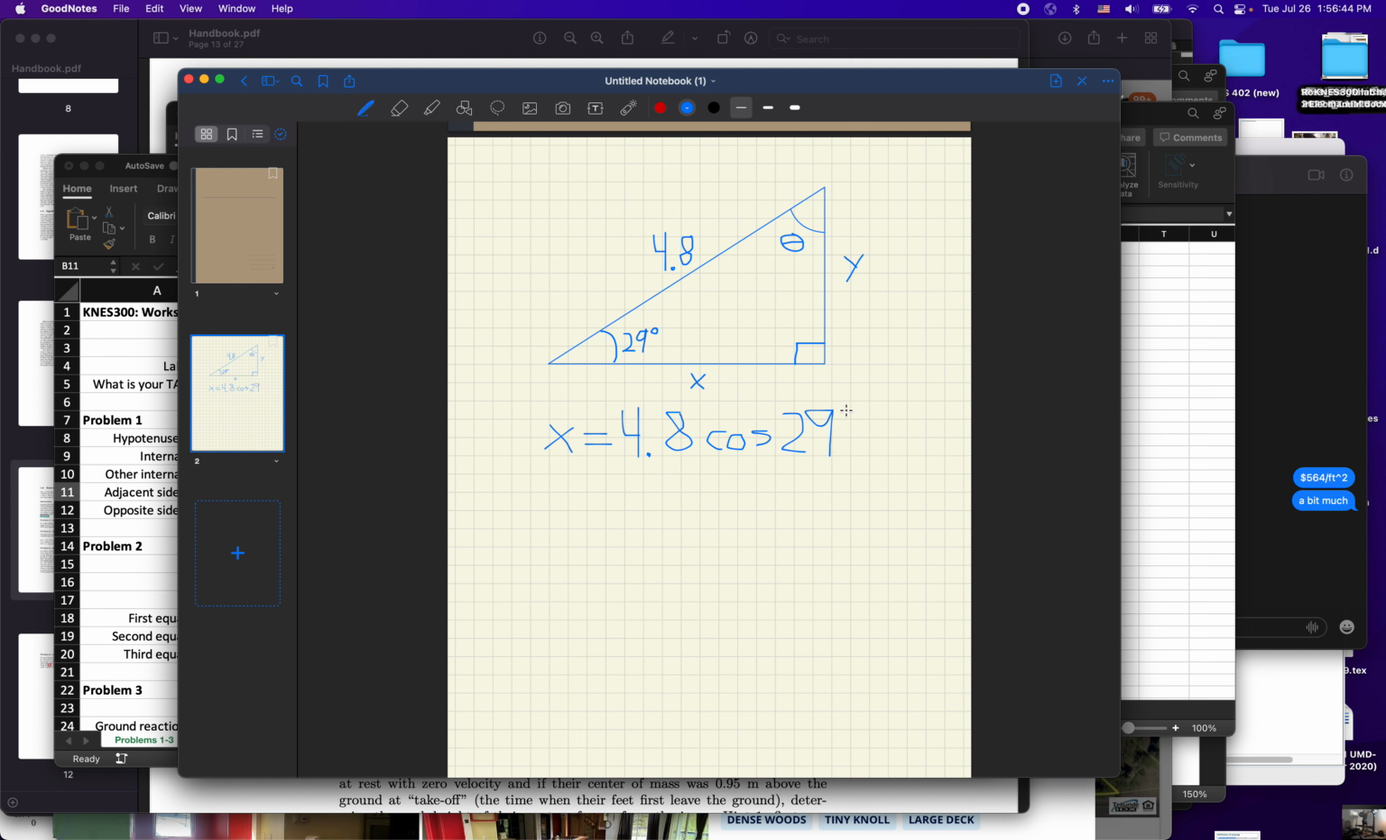I'm drawing these with the trackpad. Sorry if I'm a little slow and sloppy here. And the y side length would be the 4.8 times the sine of the 29 degrees.